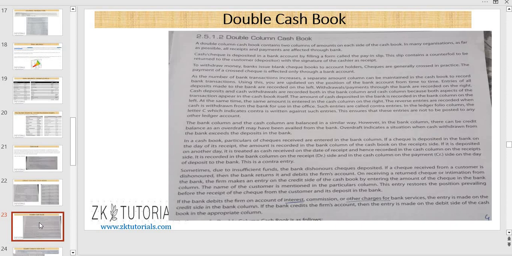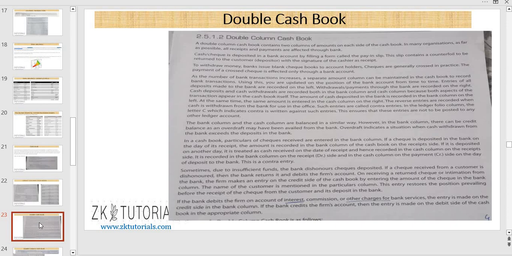Sometimes, due to insufficient funds, the bank dishonors cheques deposited. If a cheque received from a customer is dishonored, then the bank returns it and debits the firm's account. On receiving the returned cheque or intimation, the firm makes an entry on the credit side of the cash book by entering the amount of the cheque in the bank column. The name of the customer is mentioned in the particulars column. This entry restores the position prevailing before the receipt of the cheque from the customer and its deposit in the bank.